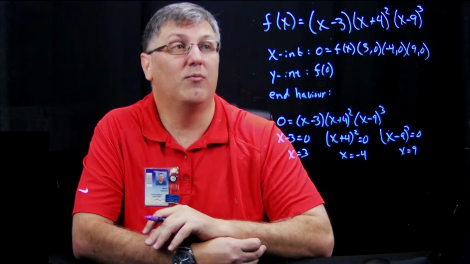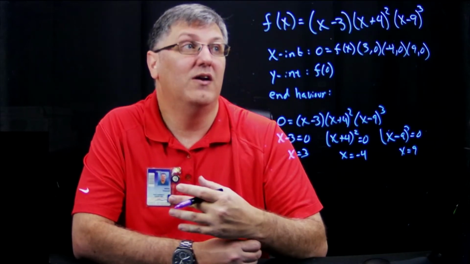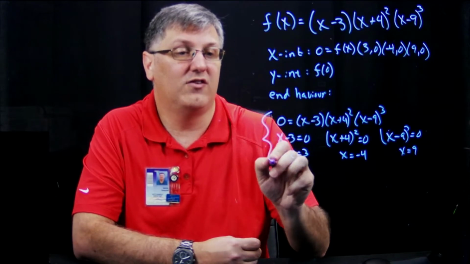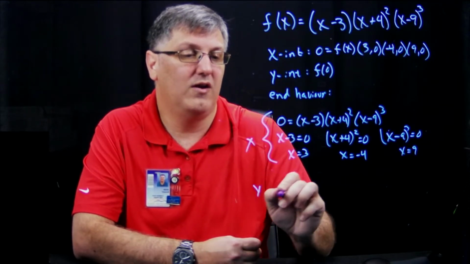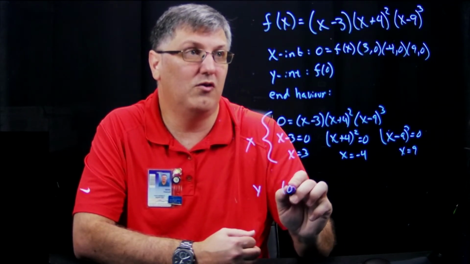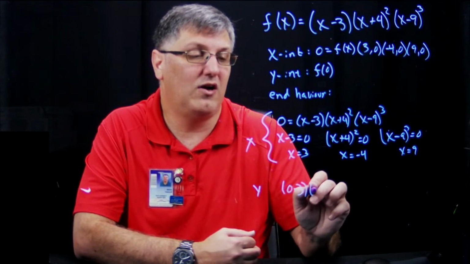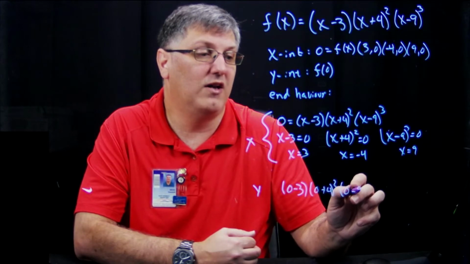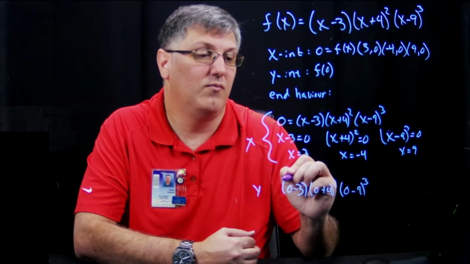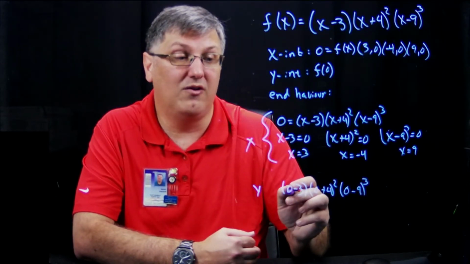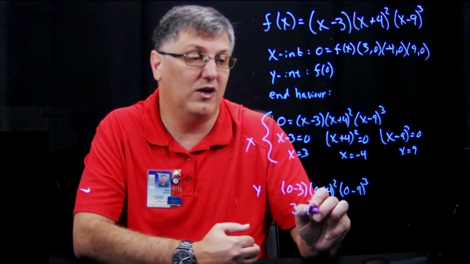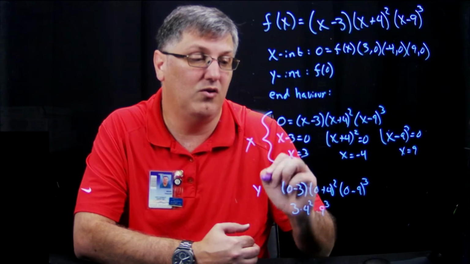My y-intercept, what that tells me to do is to put 0 in for all of my x's. So this is the x, and here's my y. What I'm going to do is 0 minus 3 times 0 plus 4 squared and 0 minus 9 cubed. All right, well, that's easy enough. We're going to do order of operations. This is going to give me 3 times 4 squared times 9 cubed.